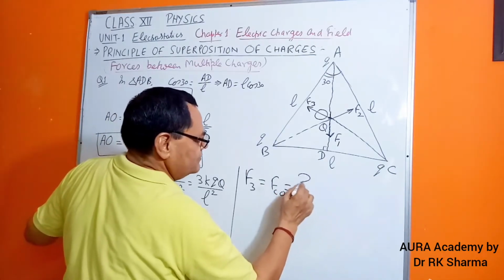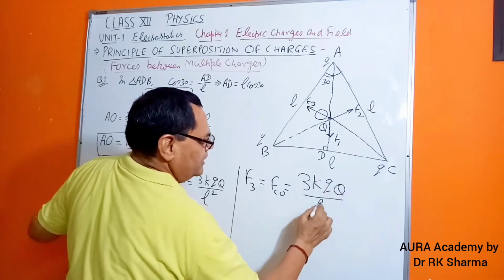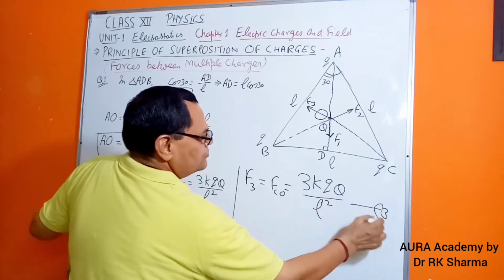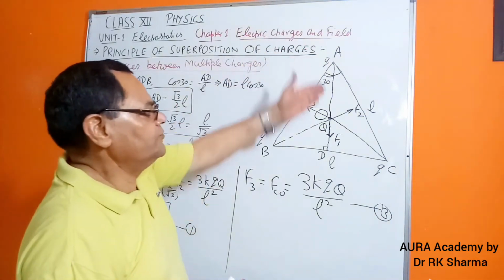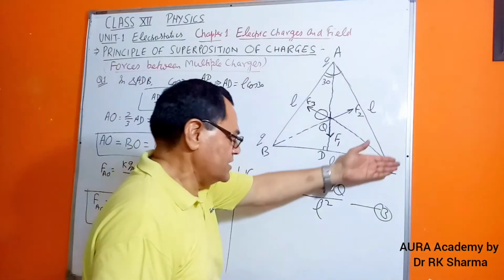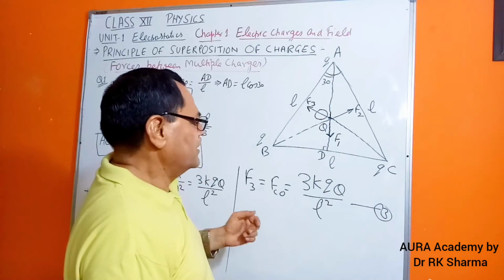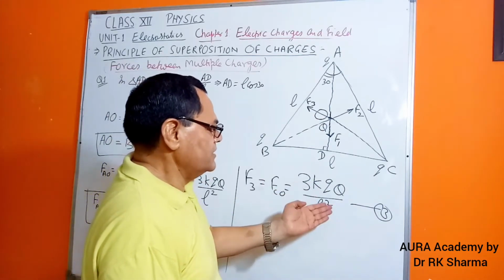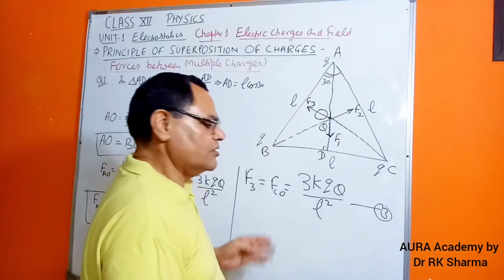That way, that is 3K q upon L square. So in this way we got all the three forces, F1, F2 and F3, because the small q charges were given, capital Q is given, okay? And what is left is K, which we already know, 9 into 10 to the power 9. So we can easily solve it.